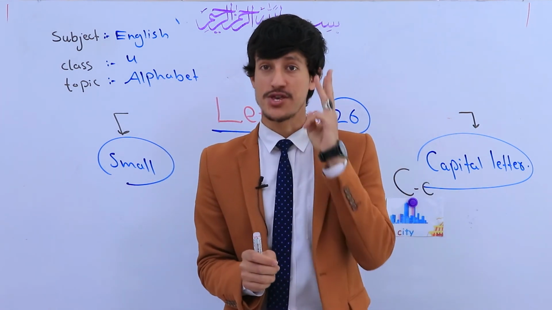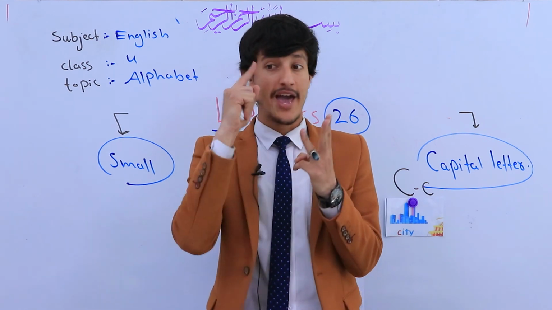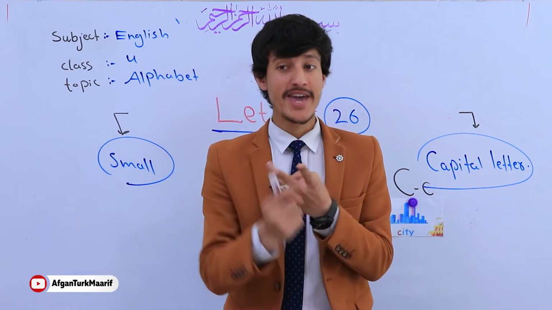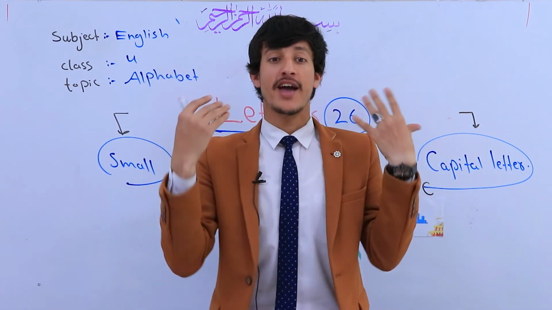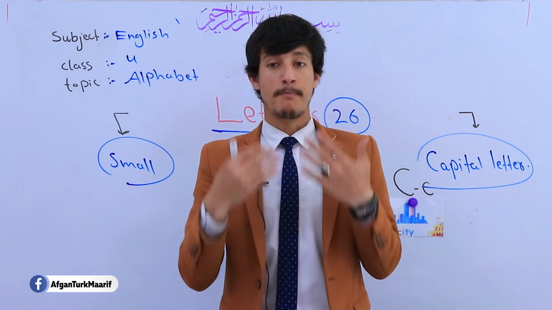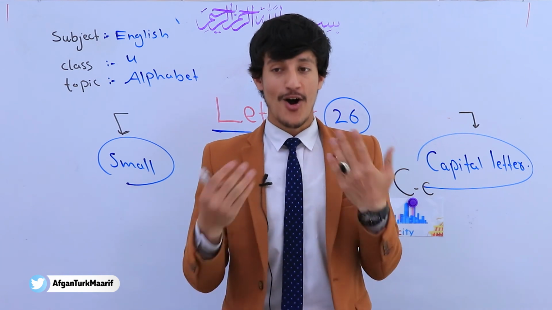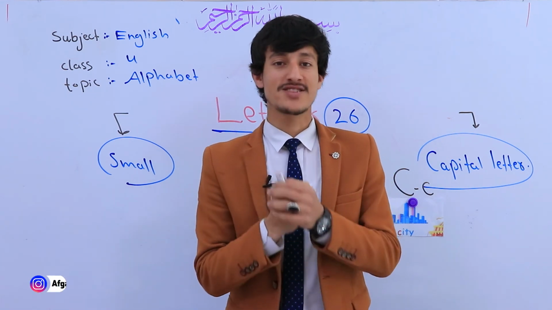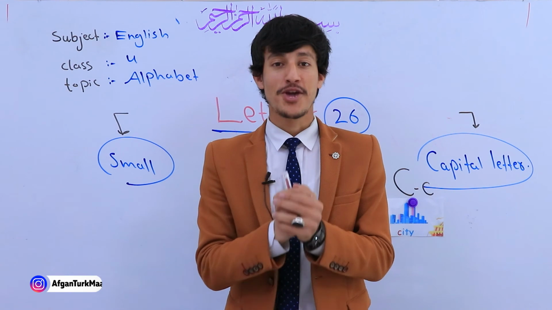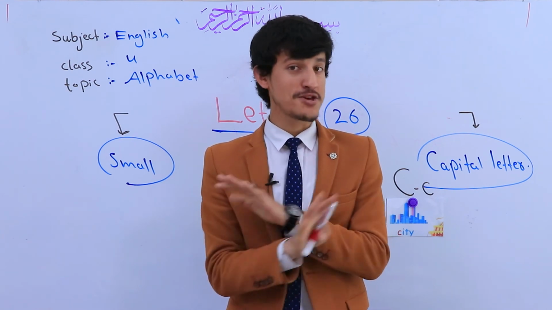What did we talk about today? We talked about 3 letters. A, B, C. Repeat after me. A, B, C. Okay guys, this was our today's lesson. I hope you learned it. See you tomorrow.